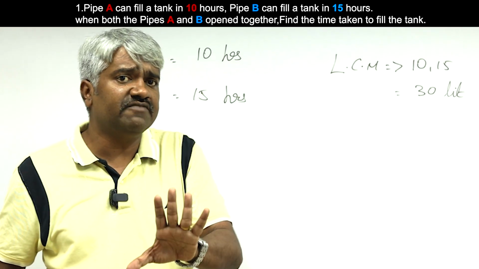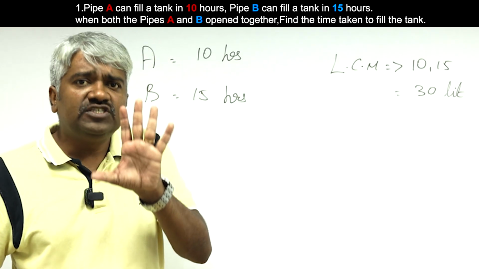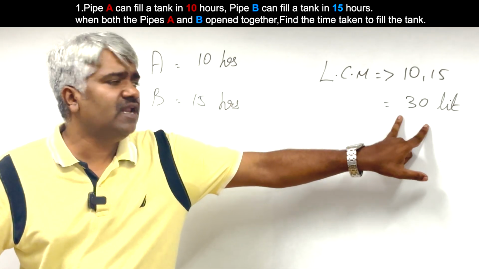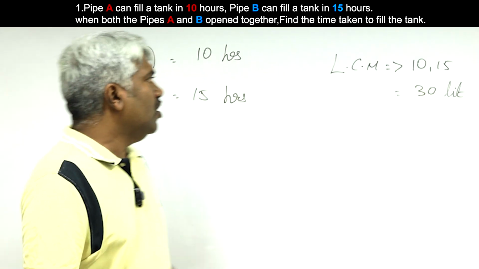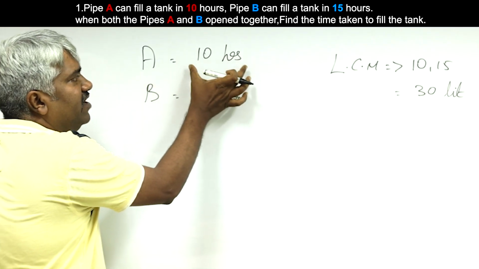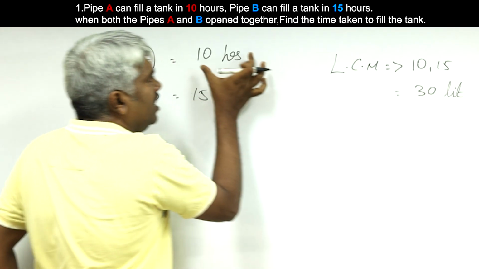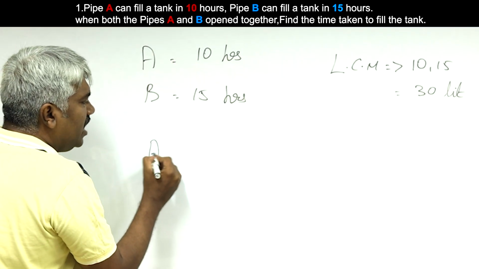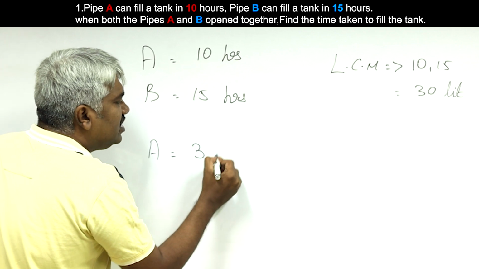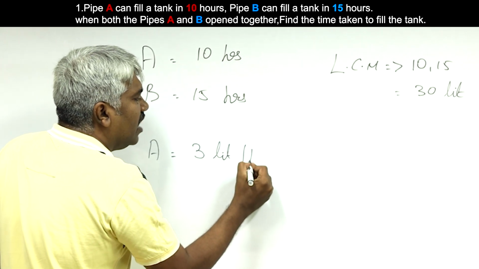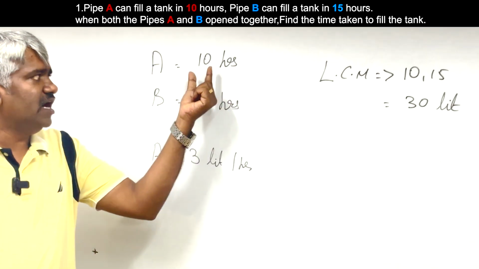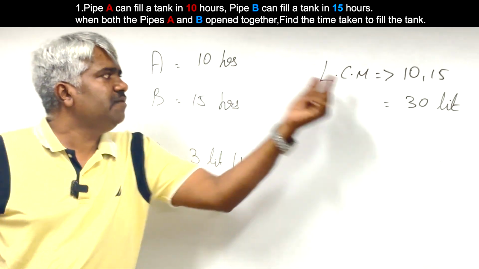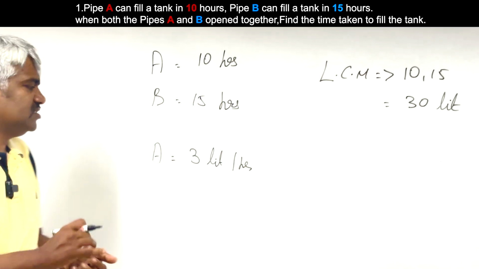It is not the exact value. This is an assumed value. Let us assume that 30 liters is the capacity of the tank. Now, pipe A can fill the 30 liters in 10 hours. So, pipe A can fill 3 liters in 1 hour, right? That is, to fill 30 liters you need 10 hours, so when you divide 30 by 10, you will get 3 liters.